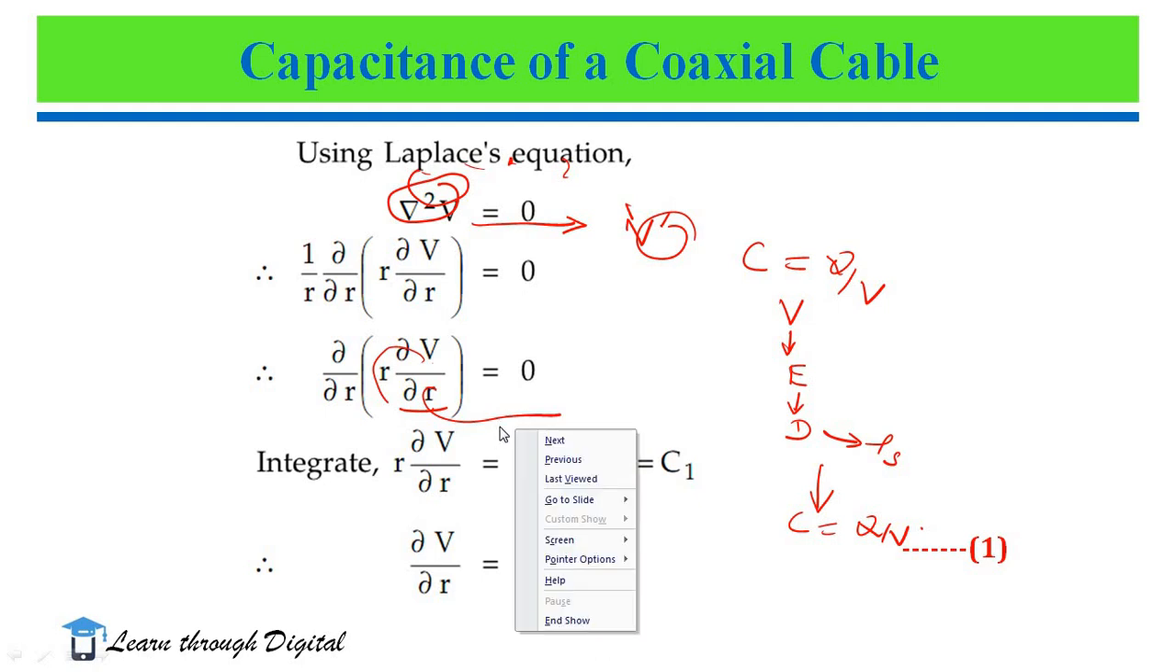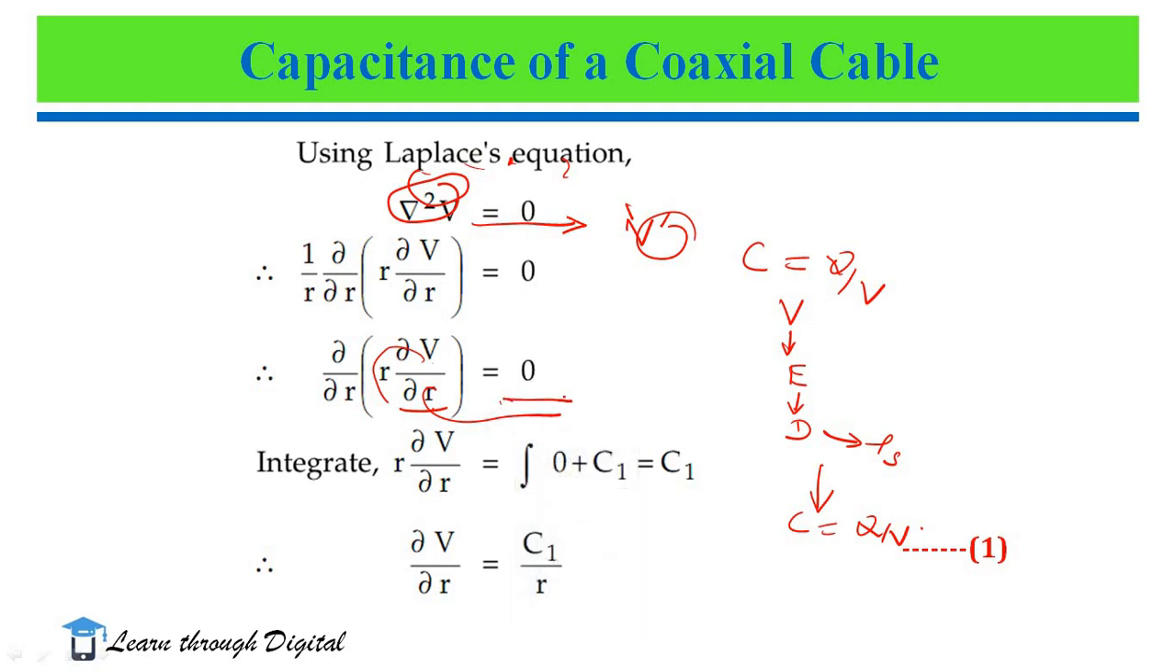Now we integrate this equation on both sides. We get r dou V by dou r is equal to integral 0 plus C1. We introduce the constant C1. So you are very clear about this. Here C1 is an arbitrary constant. It may be any variable. Here I am considering the constant as C1. And again we get dou V by dou r is equal to C1 by r.